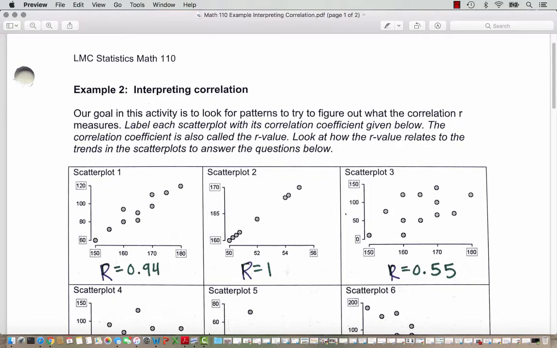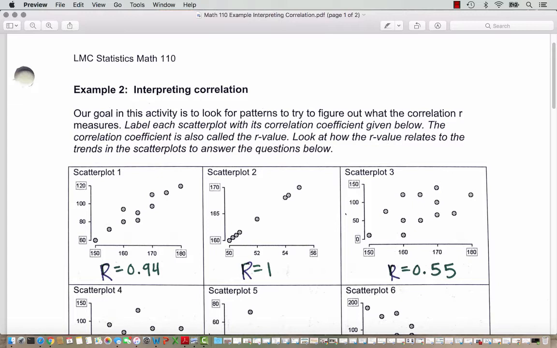In this example, we are going to be interpreting correlation. So correlation is a measure of how close the points fit to a line or a curve when we are looking at scatter plots. In this case, we are going to just be looking at the correlation for lines of best fit. We aren't going to focus on curves here.